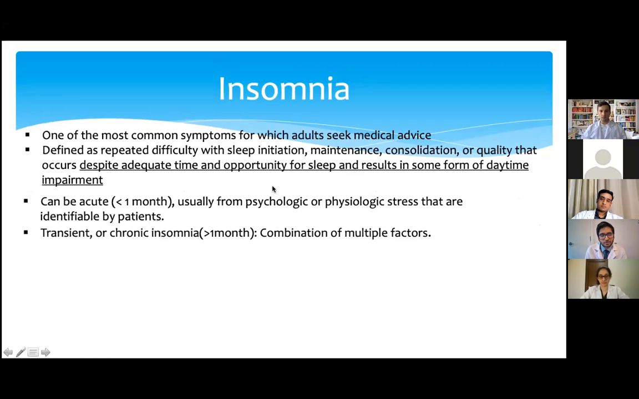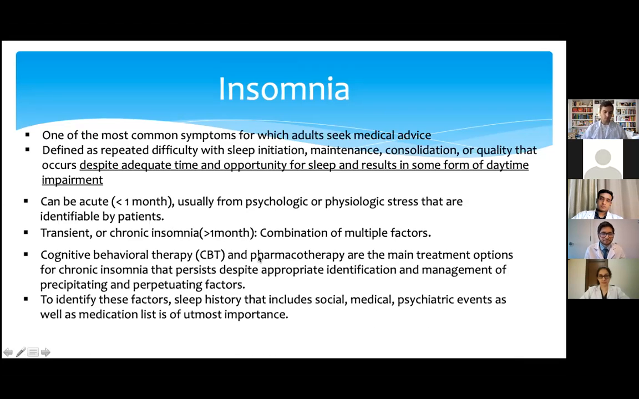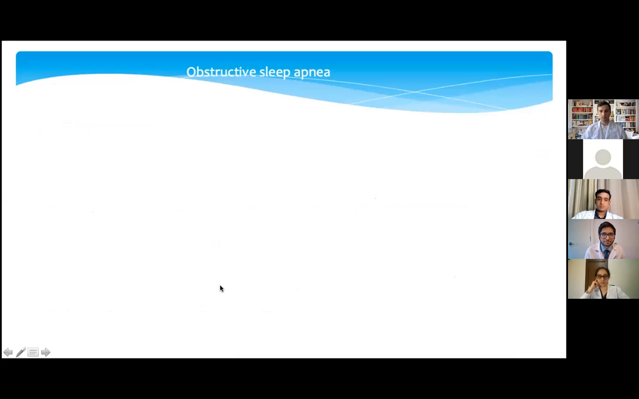If it's acute, you usually think of psychologic and physiologic stress factors and a medication review as well. The chronic ones usually have multiple factors in them. So you would ideally do cognitive behavioral therapy and pharmacotherapy. Those are the main treatment options for chronic insomnia that persists even after you deal with the underlying factors. And to identify these factors, like we mentioned, the sleep history should include social, medical, even psychiatric events, and the medication list is of utmost importance.